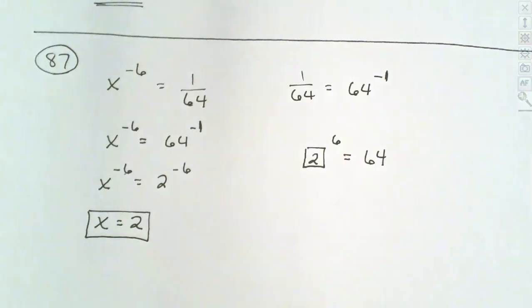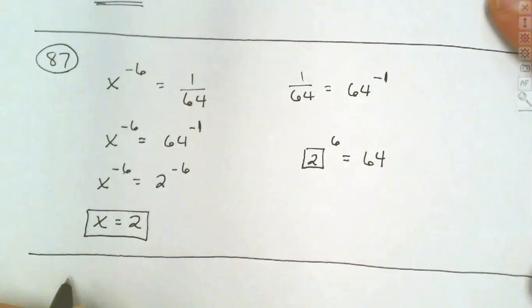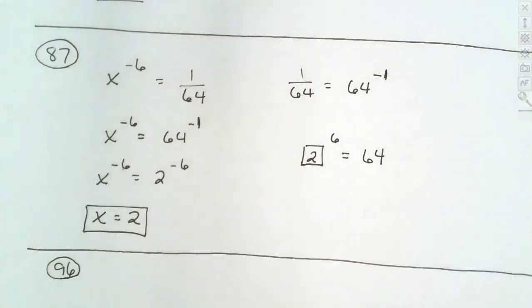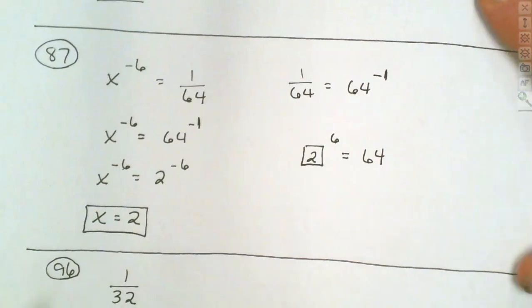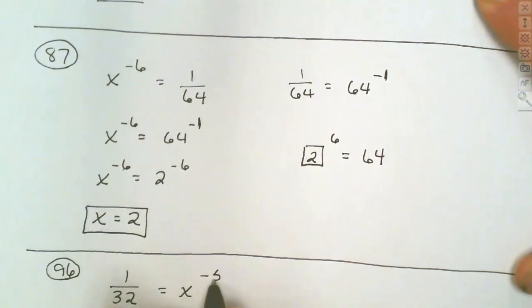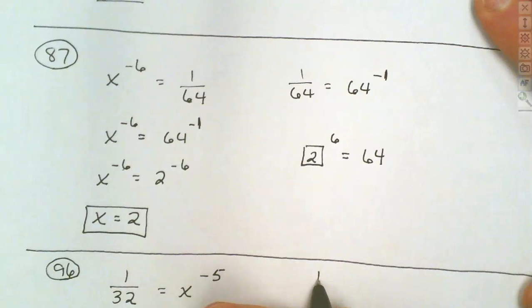Let's look at another one of these. Let's try a different one here. How about question 96? Same concept again. So we're going to look at question 96 here. Same process of working with it. Well, first thing I want to do is get rid of that fraction. So we know that 1 over 32 is 32 to the negative 1st power.